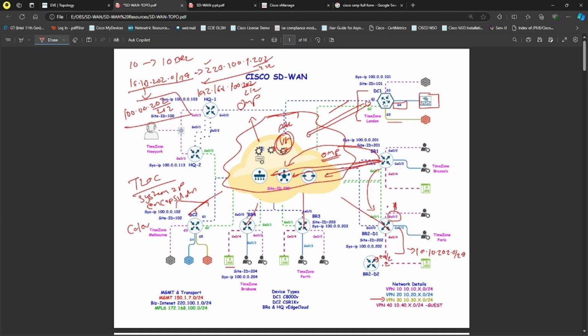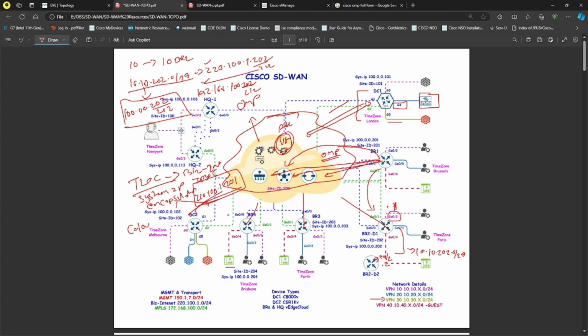This TLOC is responsible for providing the underlying information. The TLOC will be bound to the underlying public IP address. So it will say, this one is the business internet color, it has an IPsec tunnel, and the next hop is tied to, that means for branch 1 we are talking about, 220.100.1.201. This is tied to this public IP address.